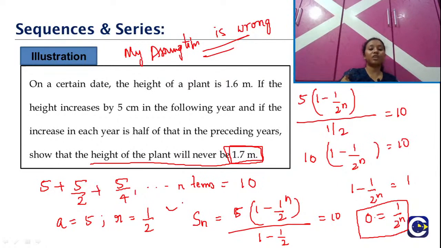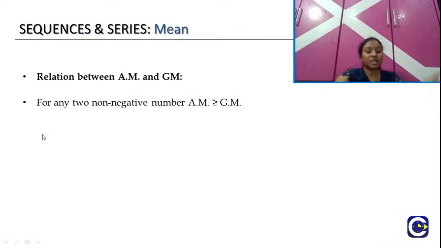So that's how we apply our geometric progression concept and our series of GP concept in order to solve this typical word problem here. So let's move on to the next one. So far we have finished our arithmetic progression followed by the arithmetic mean, and then we have started discussing the geometric progression followed by the geometric mean.